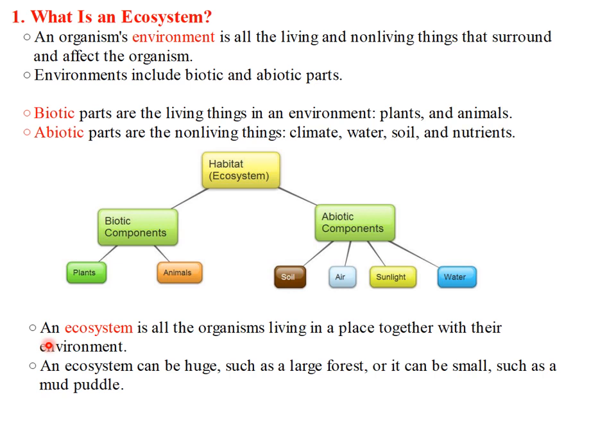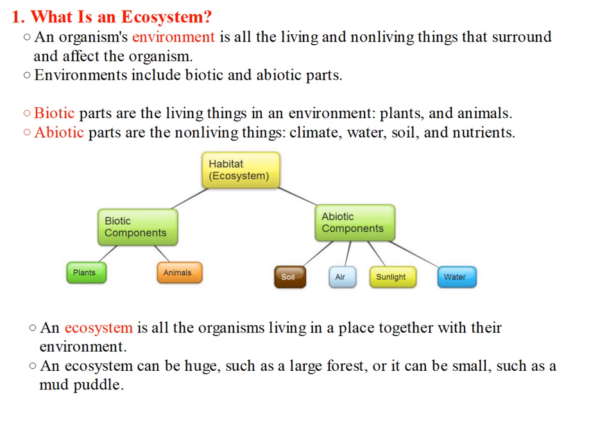What are biotic parts? Biotic parts are the living things in an environment, for example, plants and animals. Abiotic parts are the non-living things. Climate, water, soil, and nutrients are all examples of abiotic parts. So if we look at this diagram, we can see that the ecosystem has biotic components and abiotic components. Plants and animals are considered as biotic components. Soil, air, sunlight, and water are considered as abiotic components.